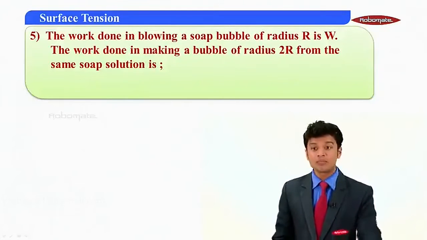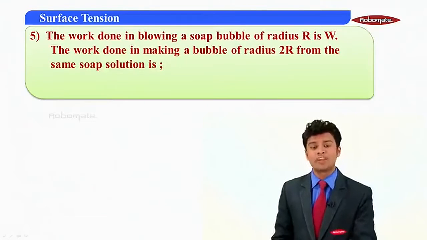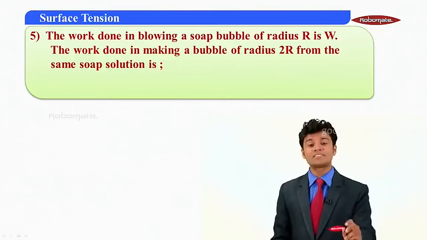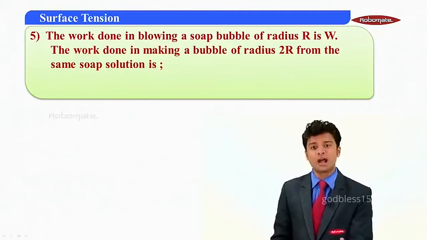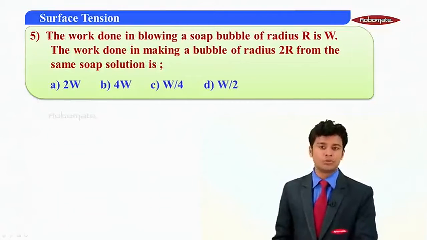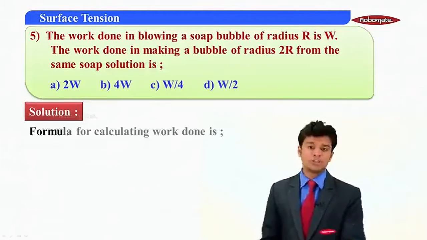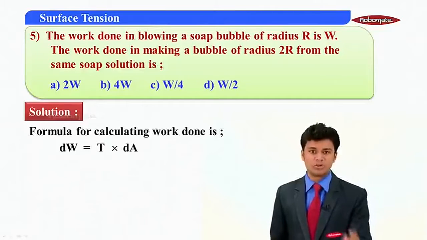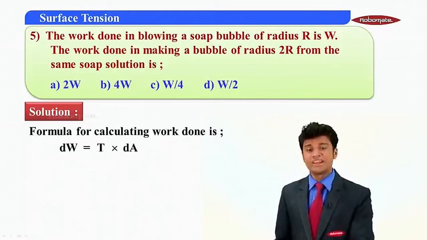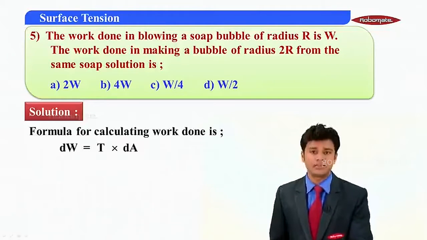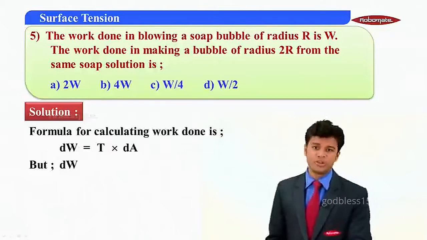The question says that the work done in blowing a soap bubble of radius capital R is capital W. The work done in making a bubble of radius 2 times the original radius, that is 2R, from the same soap solution will be 2 times W, 4 times W, W upon 4 or W upon 2. The solution: the formula for calculating work done is dW = T dA, where dW is the work done, T is the surface tension, and dA is the change in area.